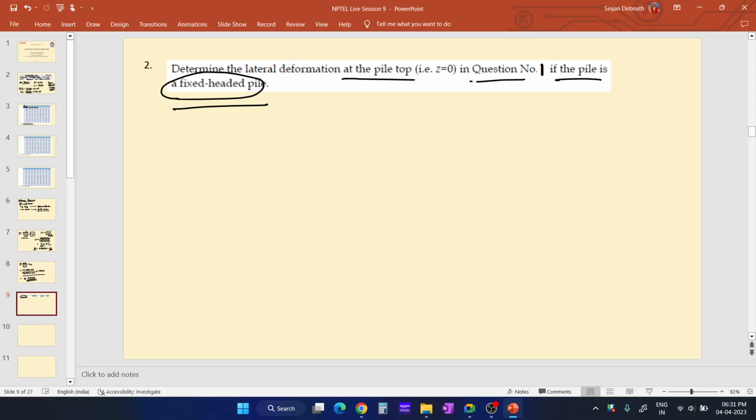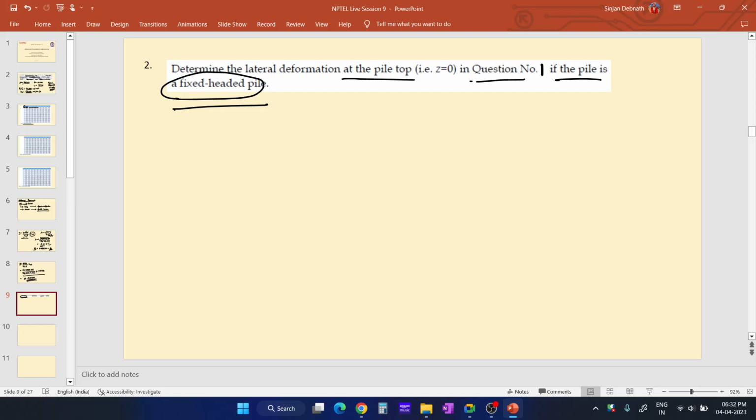So generally what happens is that, see, in a free-headed pile, you are applying a load on top of the pile, on the pile head, and it is deforming. And in case of a fixed-headed pile, you are actually trying to restrict the movement of the top of the pile. So due to this, you are applying a fixity at the top of the pile.